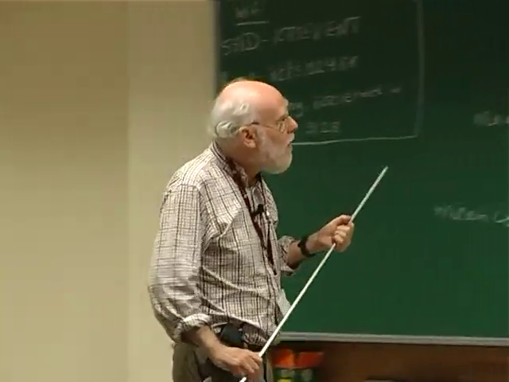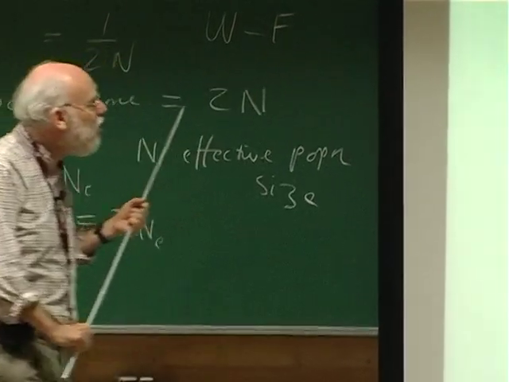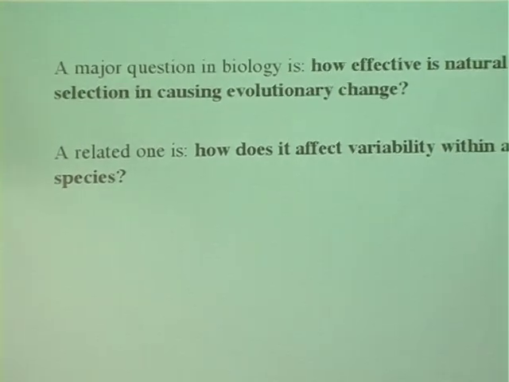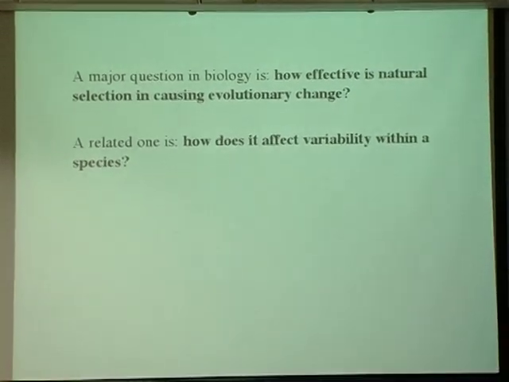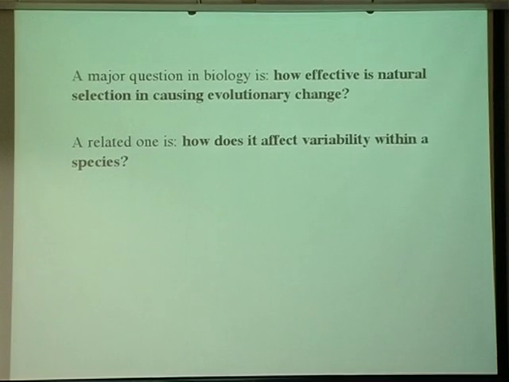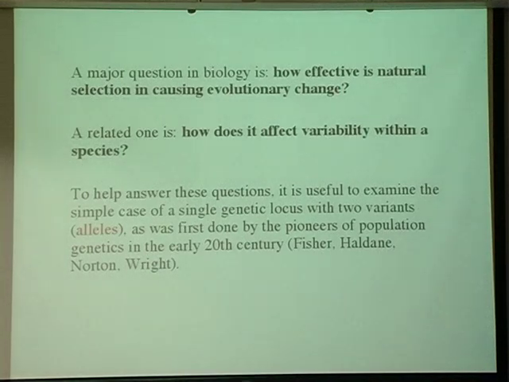So, big question is how effective is natural selection in causing evolutionary change? And there's a related one, how does it affect variability within a species? I've been talking all the time as though variability is neutral, and somebody pointed out that's not necessarily true. So I'm going to talk quite a lot about how selection affects variability now. That'll be the topic of the first bit of the lecture.